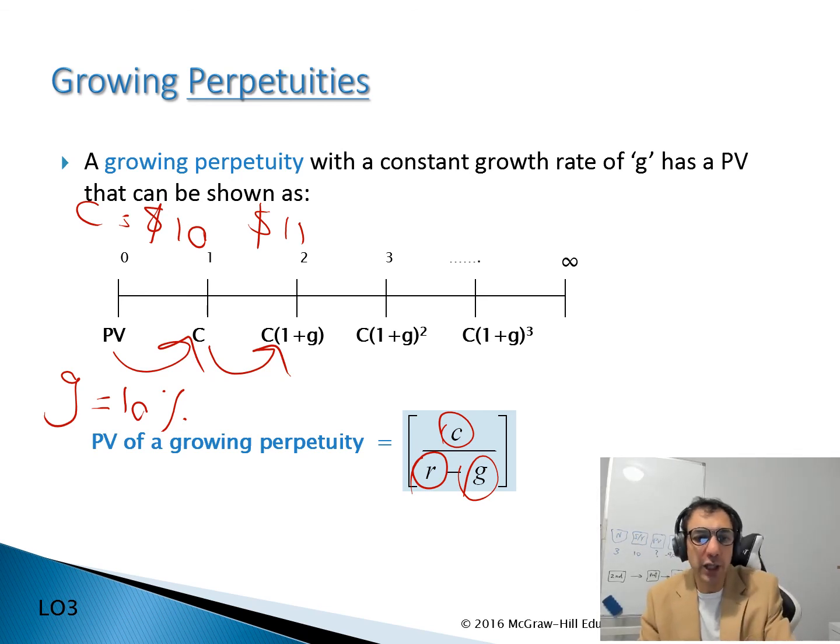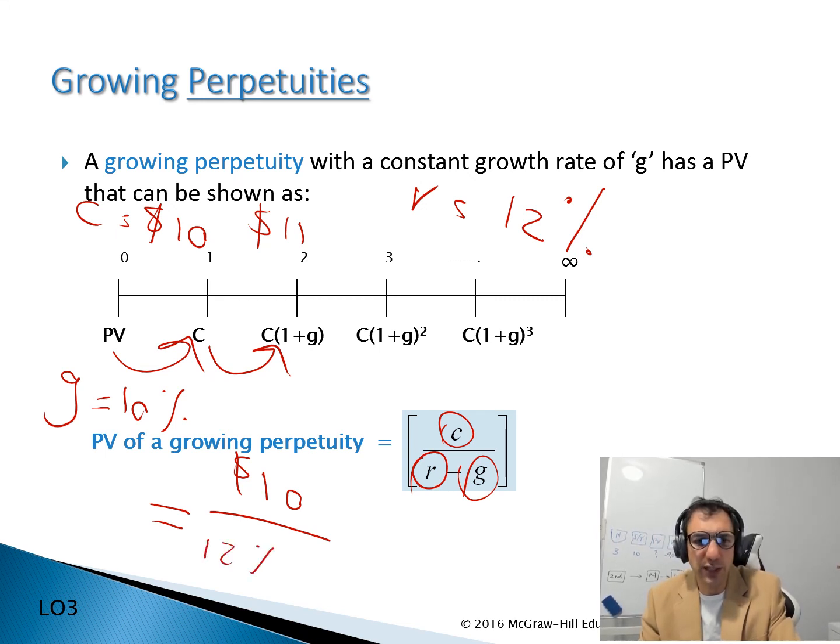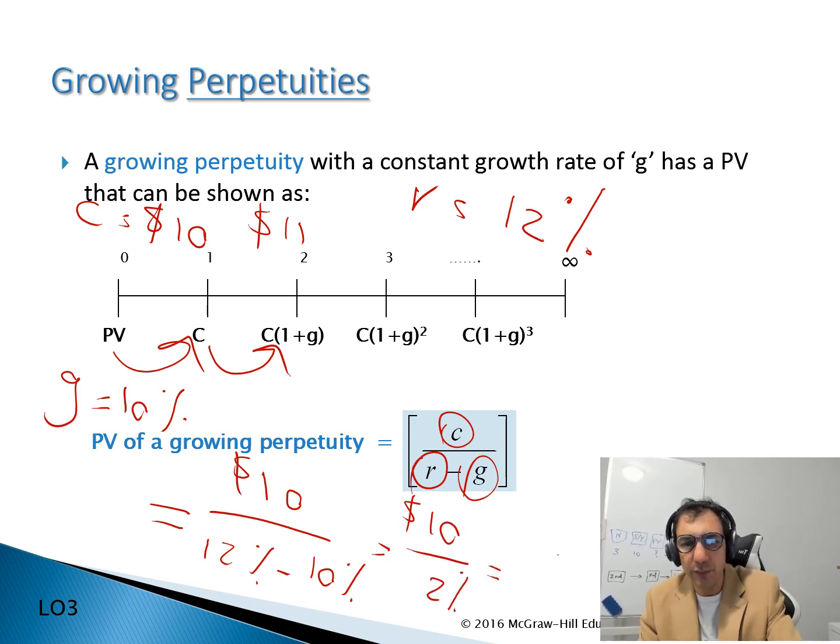So let me plug the numbers in to find the present value of such a perpetuity. The first payment is $10 divided by your annual interest rate. In this case, let's assume your R is 12%. So the annual discount rate or interest rate is 12%. So that's 12% minus the growth rate of 10%. So that's $10 divided by 2%, which means the present value of the growing perpetuity is $500.